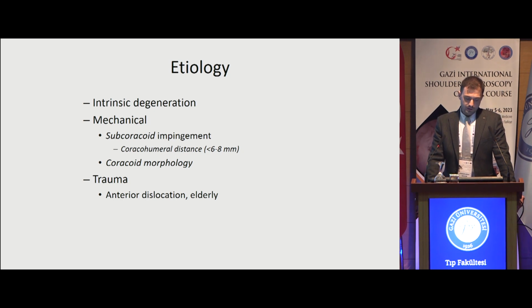Mechanical etiology is now being debated. Previously, it was thought that coracohumeral distance and coracoid morphology contributed to these tears, but now we know, with increasing evidence, that coracoid morphology does not actually correlate with subscapularis tears all that much. So subcoracoid impingement and morphology is now being debated as a reason for the etiology. Trauma is an important etiology. It forms the isolated tears mostly. It is seen in elderly patients with anterior shoulder dislocations. Therefore, it should be checked if the patient has suffered specific trauma.